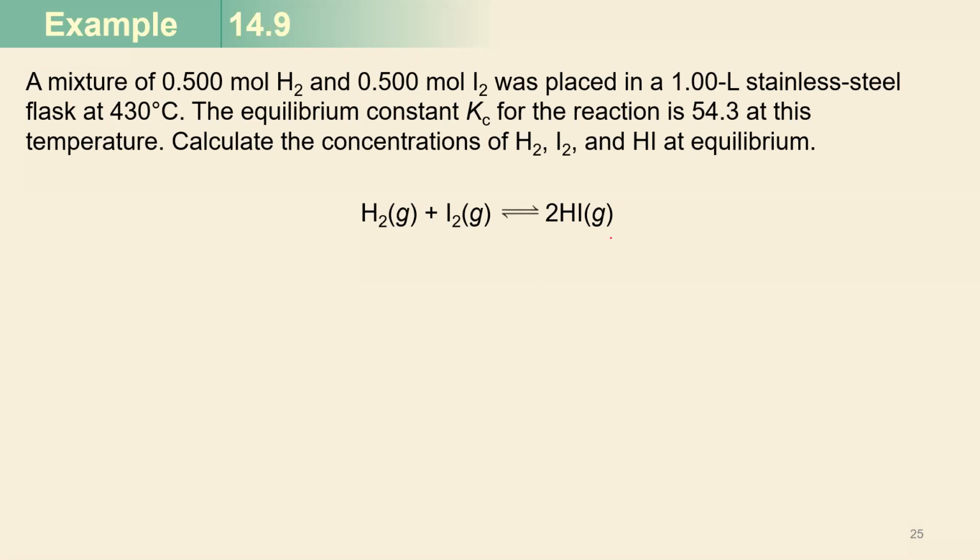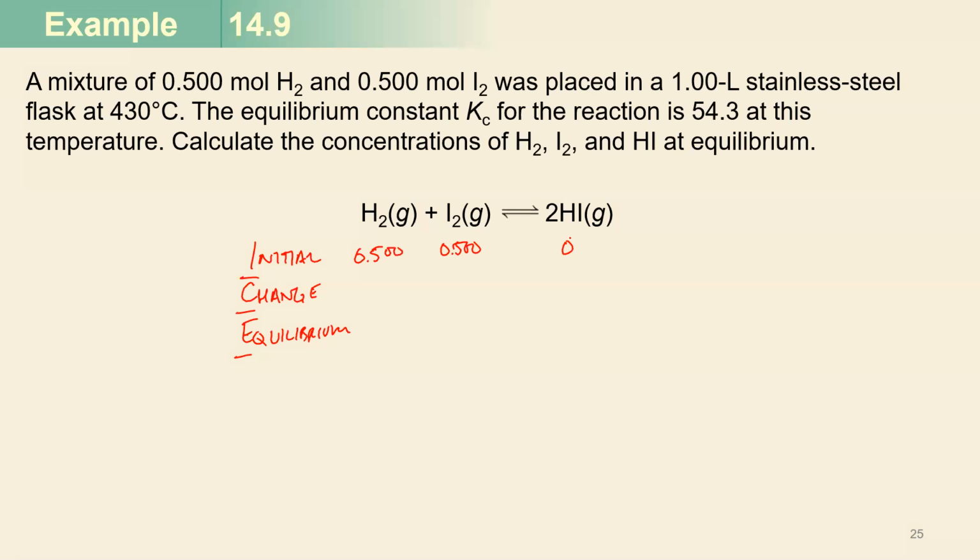So I'm just going to build my ICE table. So again, this is initial, change, and equilibrium, ICE. It gives us initial concentrations of 1/2 molar for both hydrogen and iodine. And we start with no HI.